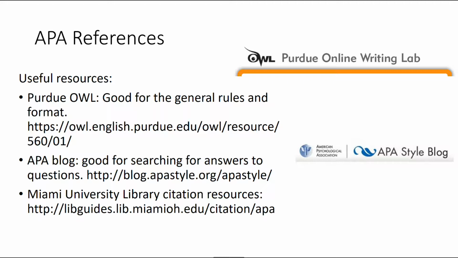Then if you have small questions about something very particular in your reference that is not clear from the overall rules, you can go to the APA blog, which is actually run by the APA people, the American Psychological Association. Usually what I do is just Google APA blog and whatever the issue is that I'm looking for, and most of the time I find an answer that way.